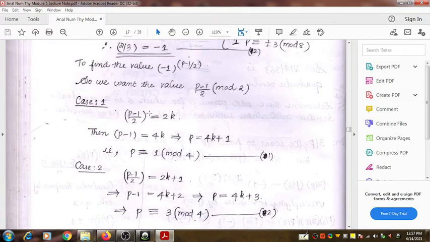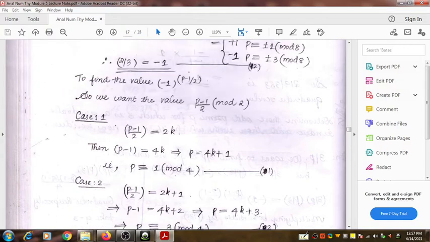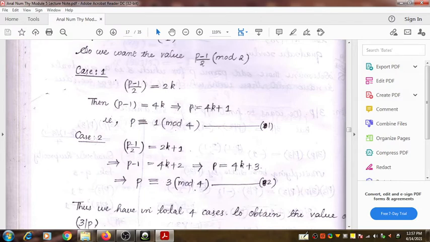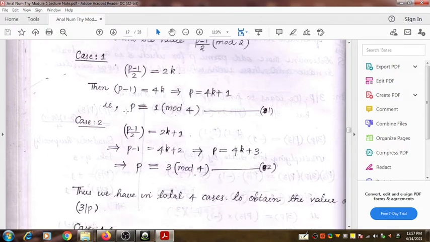But to obtain the value of the second quantity, (-1) raised to (p-1)/2, we can find that value. We know that (-1)^((p-1)/2) can also be determined using the nature of the number p, the prime number p. We want to obtain the value of this quantity. So consider (p-1)/2 mod 2. If (p-1)/2 is an even number, then you can write case 1: (p-1)/2 = 2k, and therefore p-1 = 4k, so p = 4k+1.